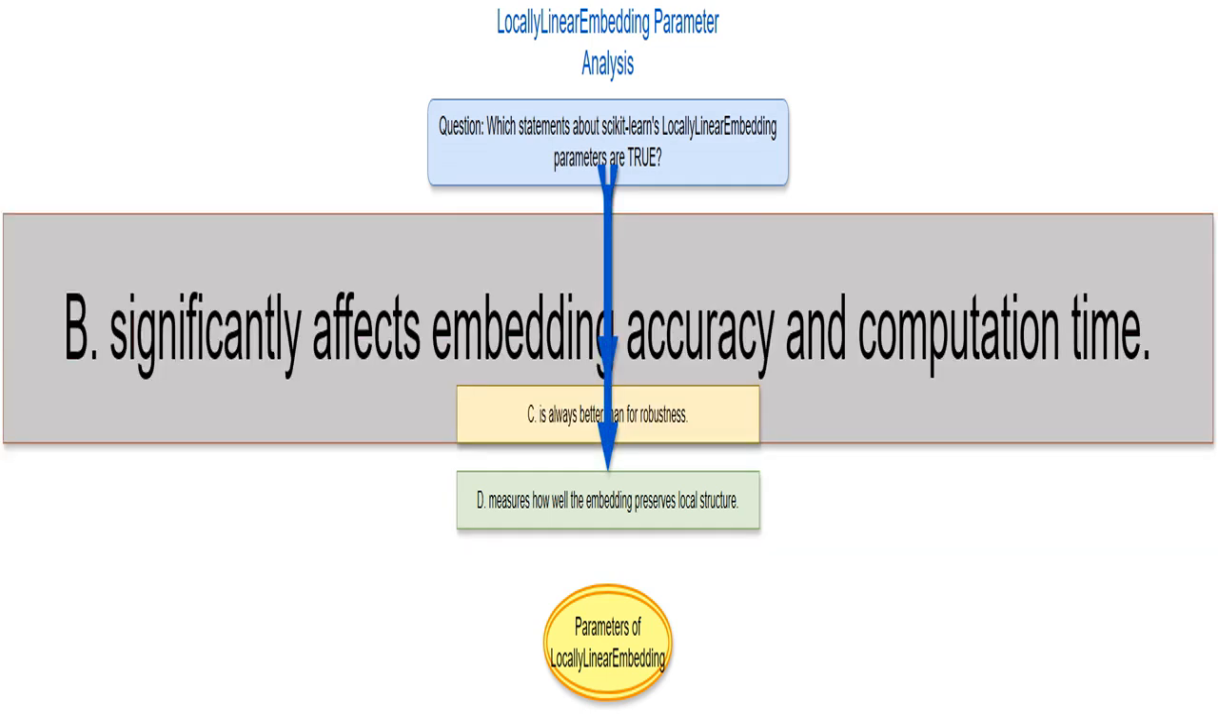Statement B is talking about the `eigen_solver`. This parameter determines how the algorithm solves a crucial part of the calculation. The solver choice directly impacts how accurate the final embedding is. Different solvers might have different levels of efficiency, impacting computation time, but the accuracy of the final results is still directly influenced by the solver's choice.